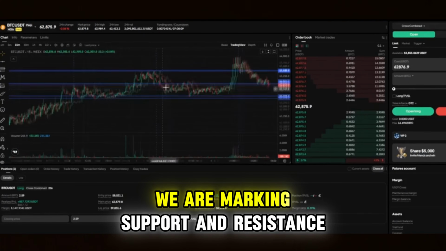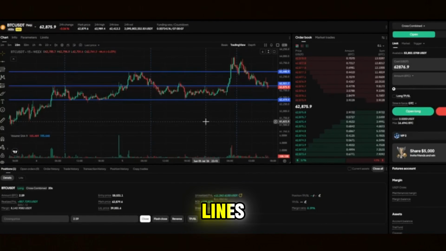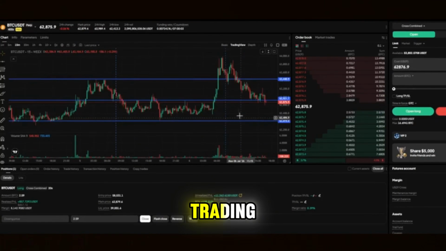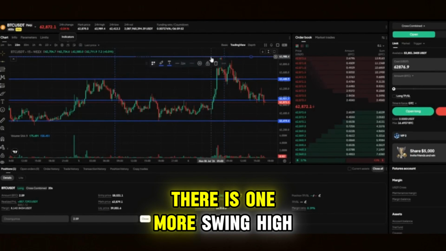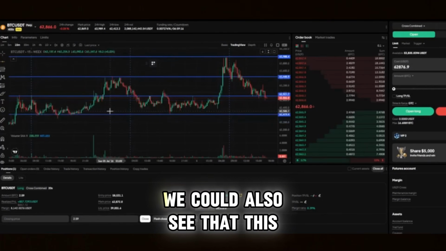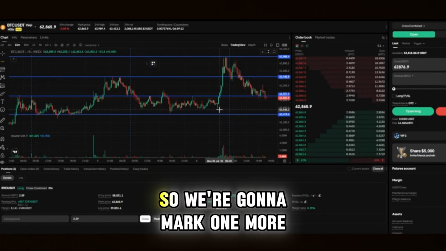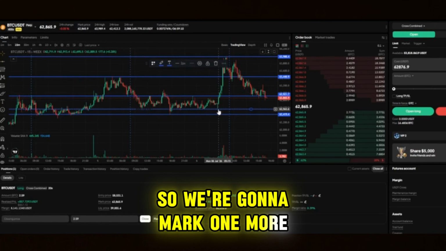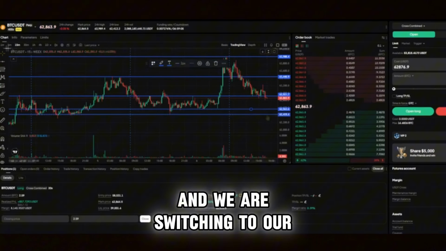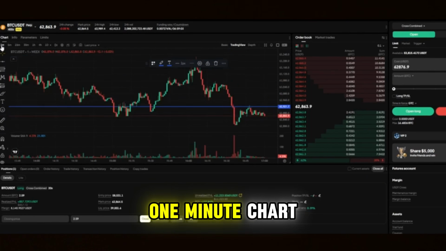We are marking support and resistance lines from the last few days of trading. There is one more swing high right here. We could also see that price touched this level several times, so we're going to mark one more support line here, and we are switching to a 1-minute chart.